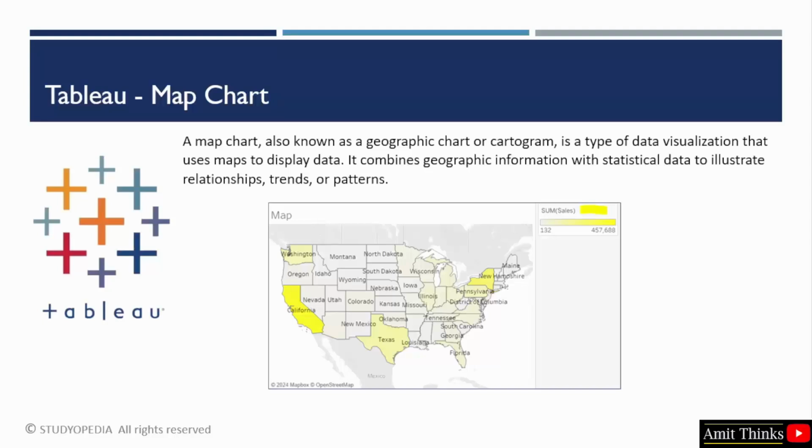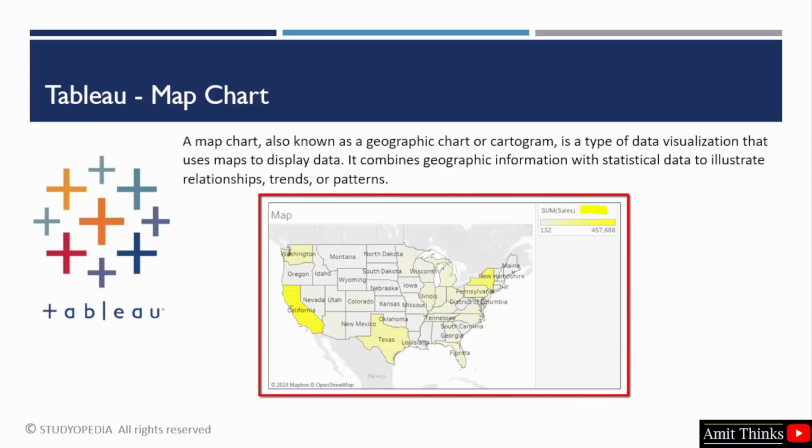A map chart is a type of chart that uses maps to display data. It will combine your geographical information, because it is a map, with statistical data to illustrate relationships, trends or patterns. Like in the image, we are showing the sum of sales.